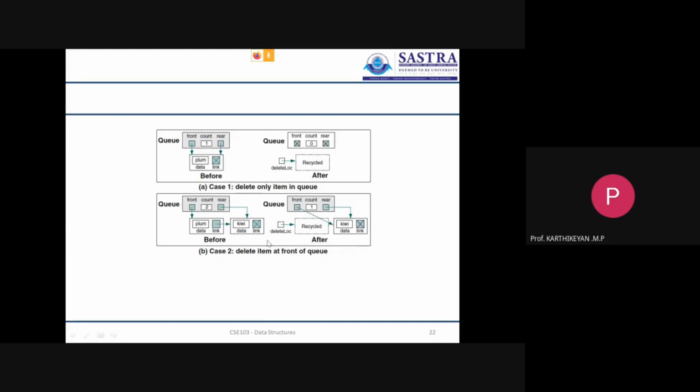So in the delete operation, that is the dequeue operation, we have two cases. What are the two cases? A queue with only one node, how to delete it, and a queue with more than one node, how to delete it. These are the two cases. Now let us check the algorithm.